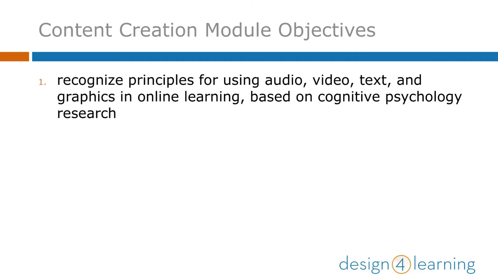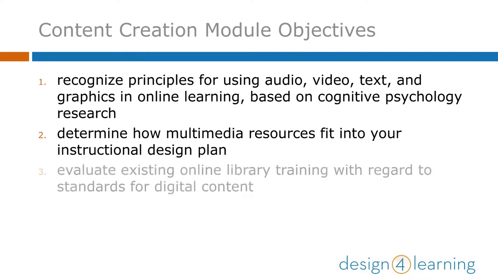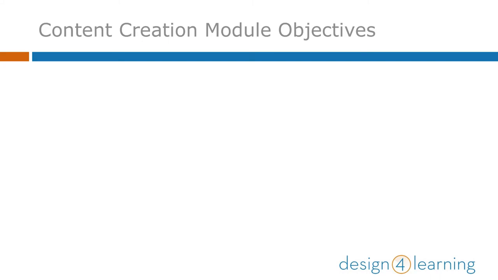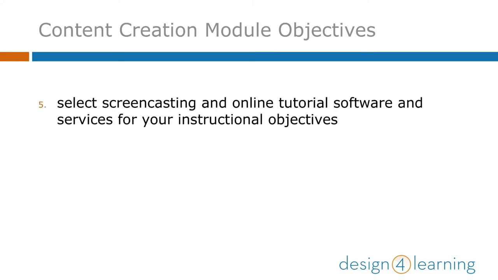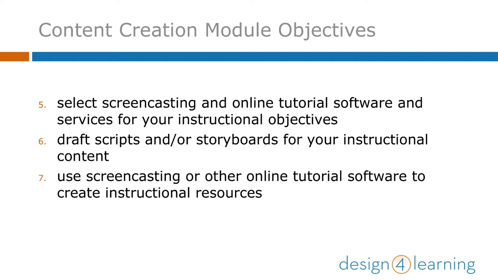Recognize principles for using audio, video, text, and graphics in online learning based on cognitive psychology research. Determine how multimedia resources fit into your instructional design plan. Evaluate existing online library training with regard to standards for digital content. Identify best practices for the process of creating multimedia content. Select screencasting and online tutorial software and services for your instructional objectives. Draft scripts and storyboards for your instructional content. Use screencasting or other online tutorial software to create instructional resources.